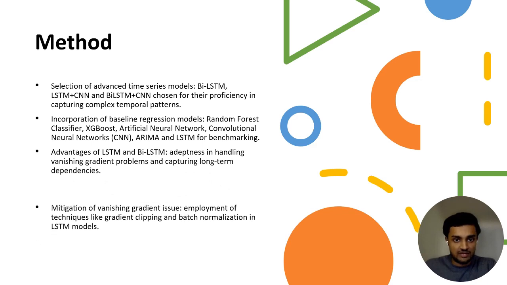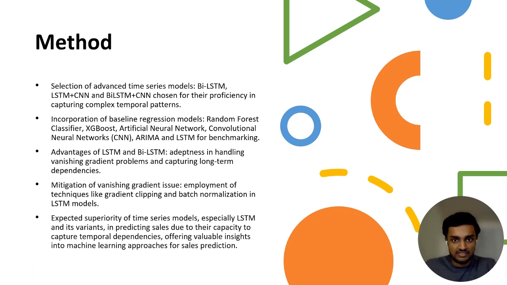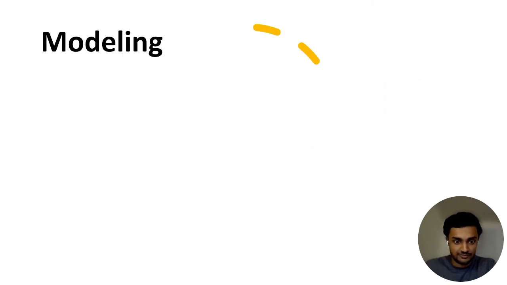Next, we chose advanced time series models like LSTM, BiLSTM, and CNN for their ability to capture complex temporal patterns. Alongside these, we included baseline regression models such as random forest regression, XGBoost, artificial neural network, etc. The LSTM and BiLSTM were highlighted for their strengths in handling vanishing gradient problems and capturing long-term dependencies. So we anticipated a superior performance from these time series models, especially the LSTM and its variants.